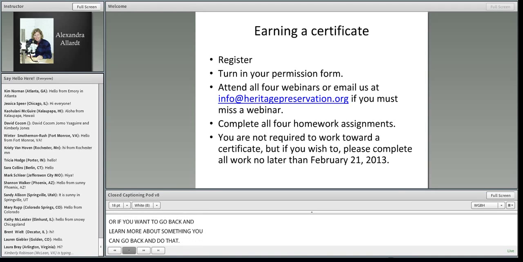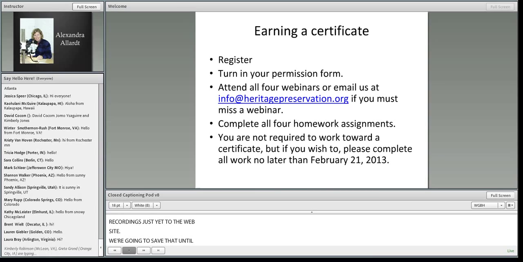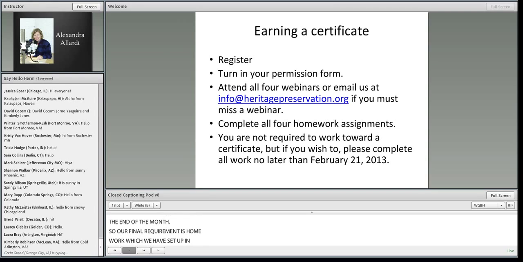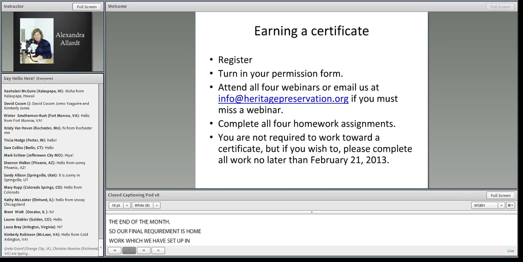Our final requirement is homework, which we have set up in SurveyMonkey. We'll go into homework in just a second. But just a reminder, all of these things are due by February 21st.